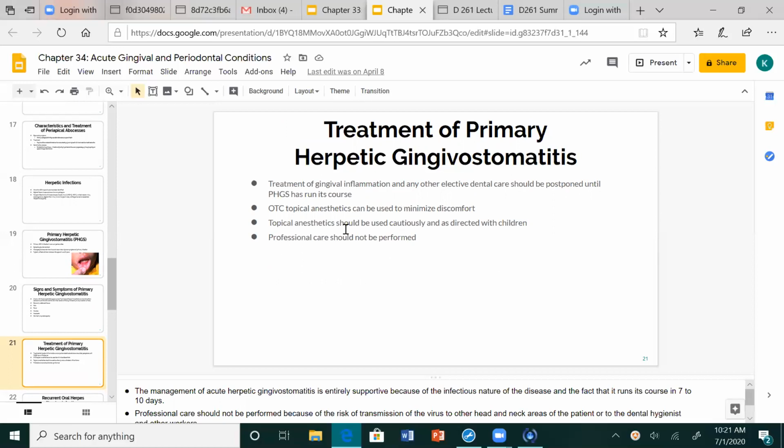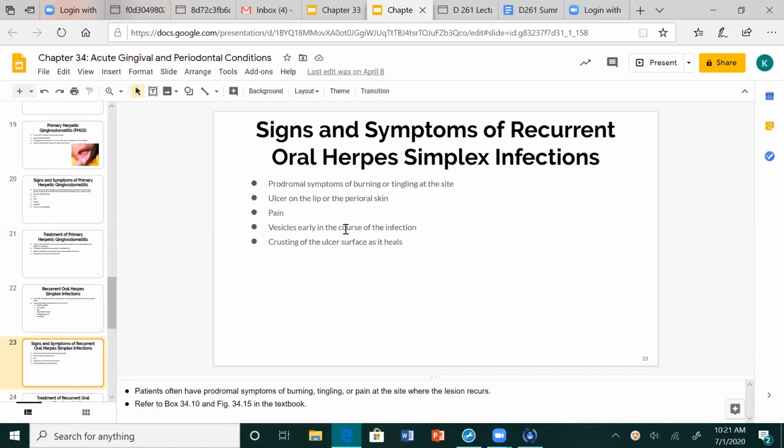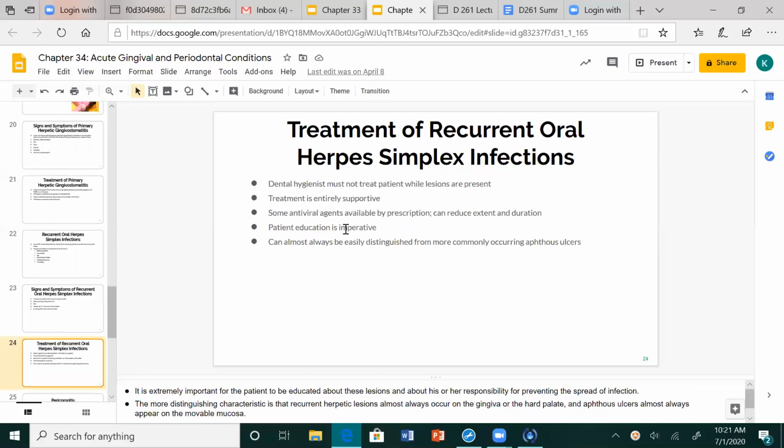Sometimes people will call and say, oh, I have a cold sore, I can't come in. Canker sore is different than a cold sore. So an aphthous ulcer on the inside is not contagious. Herpetic lesion on the outside that's in the vesicular stage is contagious. We've talked about herpetic lesions quite a bit.